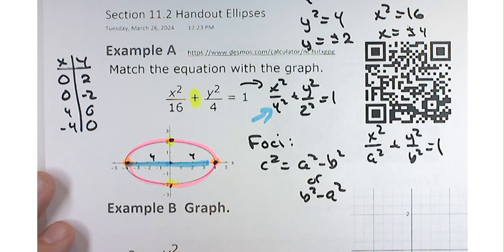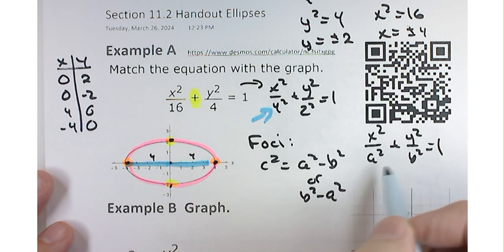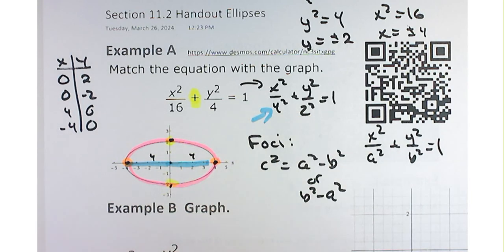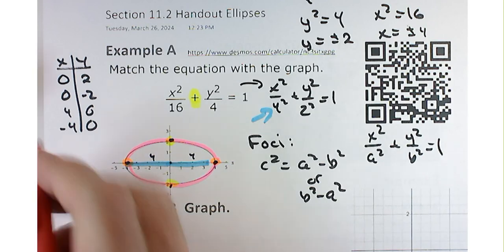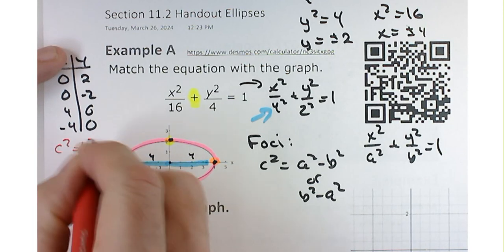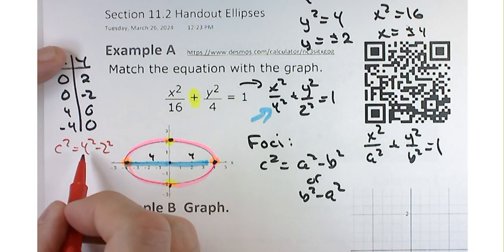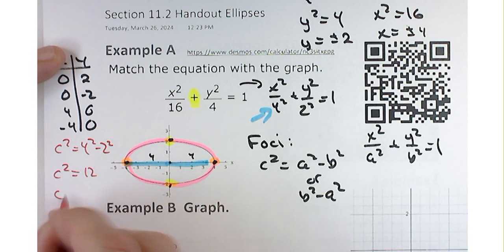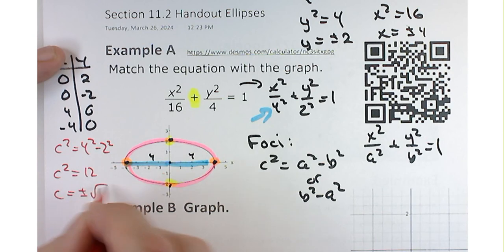So in our case, that's going to be c squared equals 4 squared minus 2 squared. So let me solve that over here maybe. c squared equals 4 squared minus 2 squared. 16 minus 4 is 12. So c is going to be plus or minus the square root of 12.